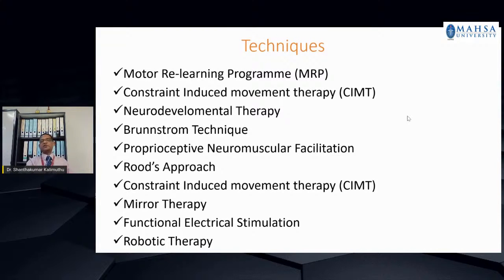Robotic therapy: in case the patient is not able to function even in spite of all these approaches, the option left is robotic therapy, where the patient will be made to do the movement a number of times. Repetition plays a very important role in robotic assisted rehabilitation therapy.